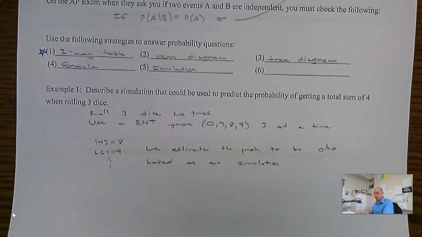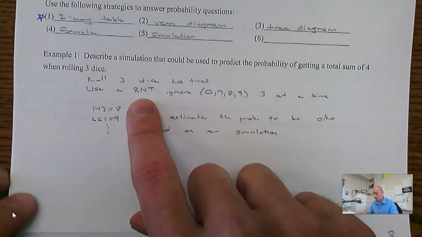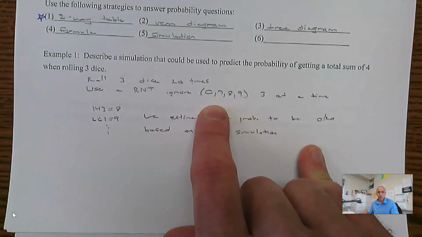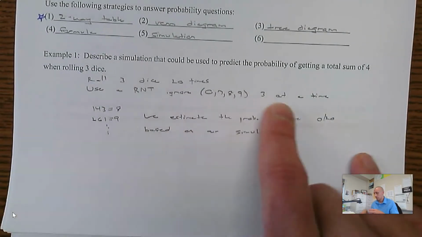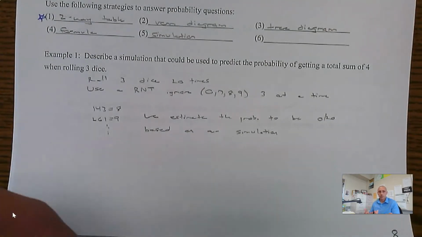So let's look at a simulation. If we're trying to predict the probability of getting a total sum of 4 when rolling 3 dice, what I want to do is roll the 3 dice 20 times. I just use a random number table and look at the numbers 1 through 6, ignoring the rest, 3 at a time. Then I look at the sum of those 3. Is it 4 or is it not? And then calculate out of those 20 repetitions how many of them had a sum of 4.